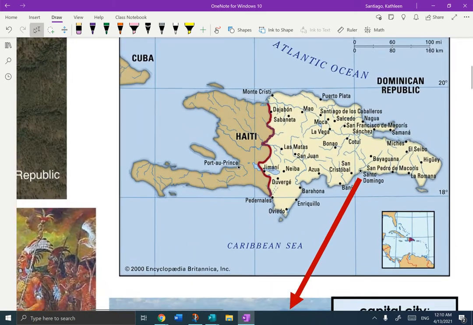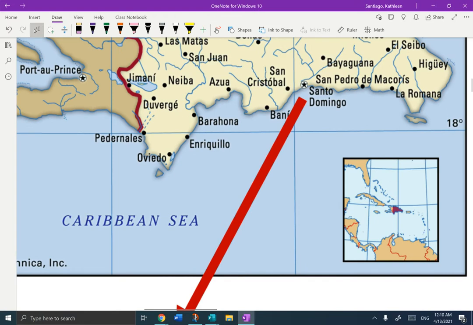Now, if you look closely at the smaller picture, you can see where the Dominican Republic is with reference to other places. Here is Puerto Rico, right here. This is Cuba, and then this is Florida in the United States. So it lies between Cuba and Puerto Rico, to the south of the Bahamas.